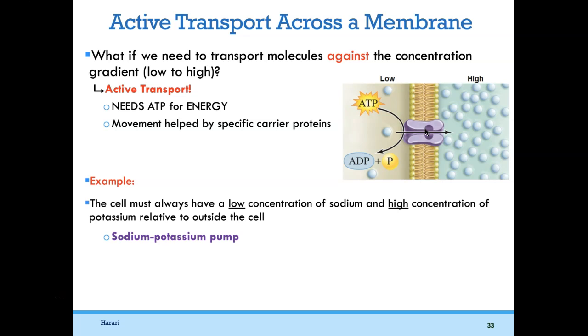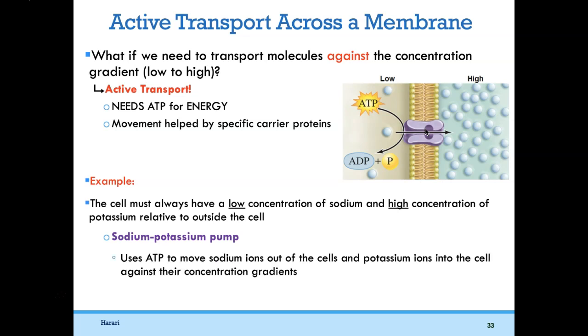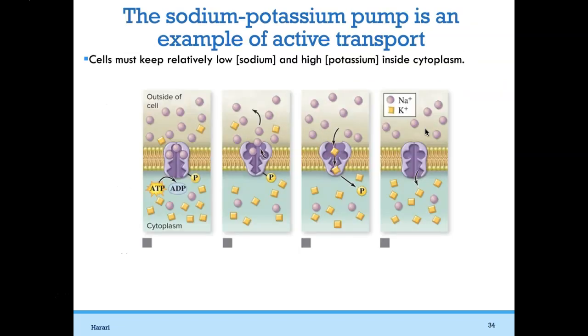So we need the sodium-potassium pump to constantly get rid of sodium, to pump it out, and to constantly get more potassium in. Just like a pump of water, you're getting water from low concentration to high concentration. You need to actively put in energy for a pump. So the sodium-potassium pump uses ATP for energy to move sodium ions out of the cell and potassium ions into the cell, both against their concentration gradients. The sodium-potassium pump is an example of active transport.